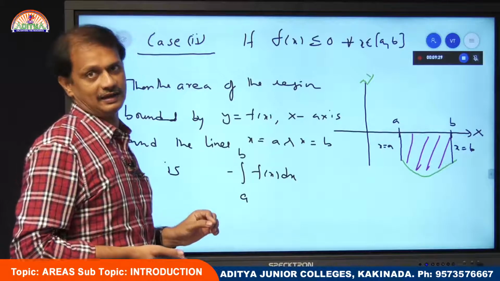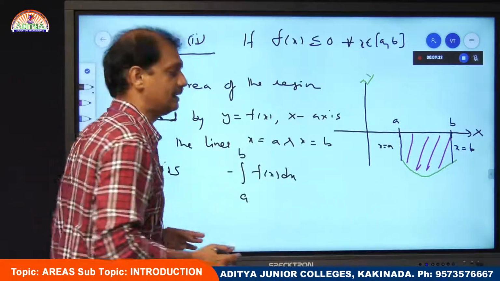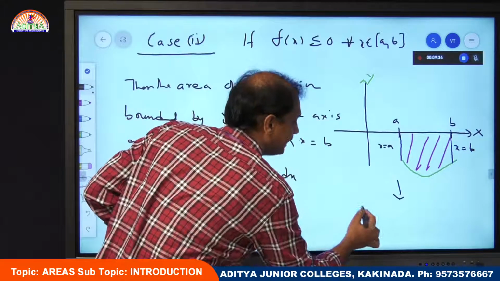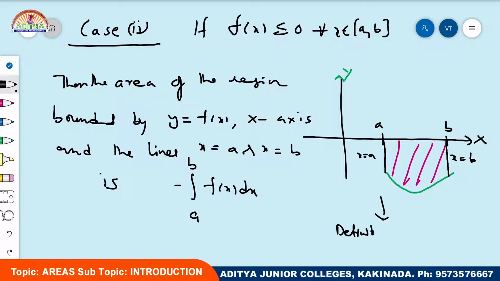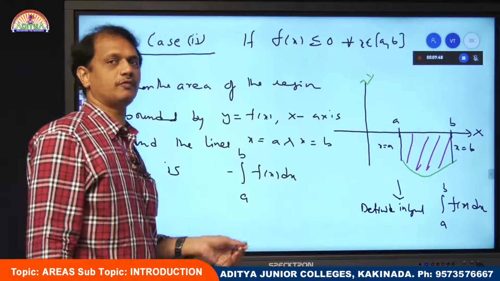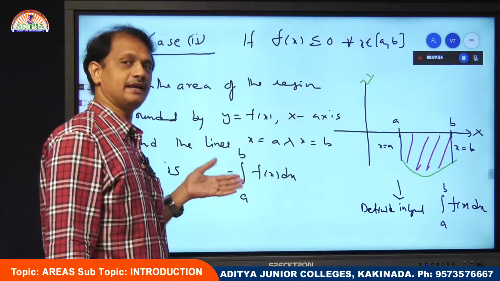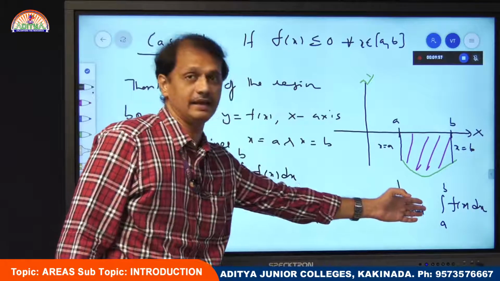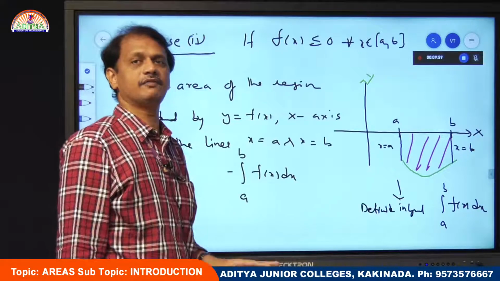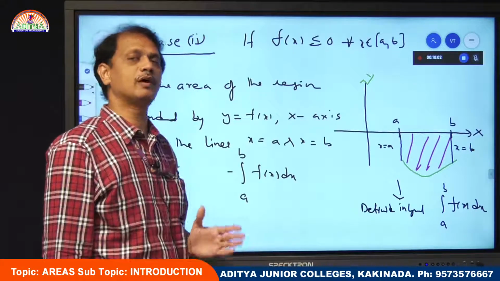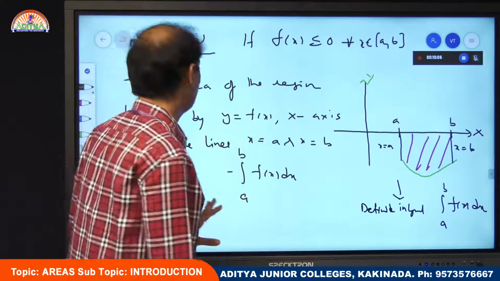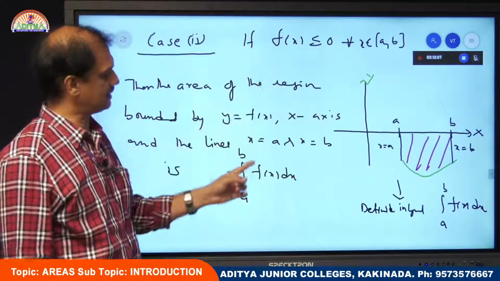Suppose, if you want to calculate definite integral for this one, it is nothing but integral a to b f of x dx. Okay. Suppose if you want to calculate area, you have to consider minus sign. Suppose if you want to calculate definite integral, you have to consider that one only. What is the difference between these two? Here you are getting always a non-negative quantity, whereas here you will get a negative quantity. Okay. That is the difference between a definite integral and the area. Area should be always a non-negative quantity. Okay. Now, this is the second case when f of x is less than or equal to 0.